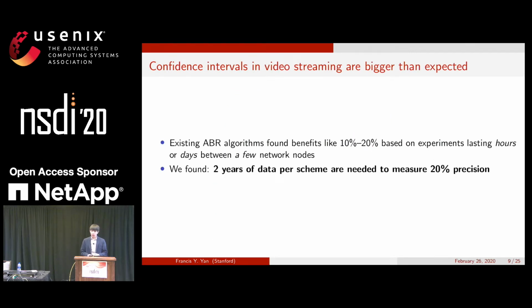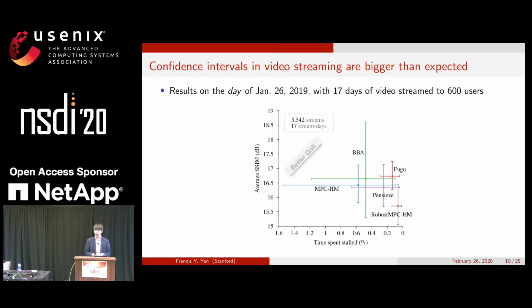The existing ABR algorithms did real experiments as well. But those experiments often ran between a few network nodes and lasted only for hours or days. What we have found is that measuring ABR performance on the wild internet is much harder than we realized. You may need 2 years of data per scheme to reliably measure a difference like 20%. I'll demonstrate that using the results from the experiment that compares 5 ABR algorithms. But let's forget about the individual performance of each scheme for now and focus on the statistical uncertainty first.